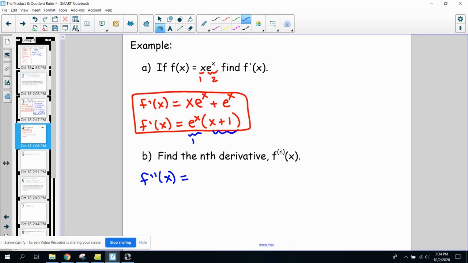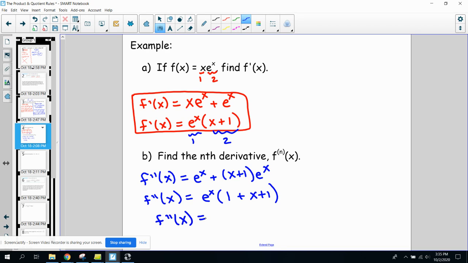That would be my first, and this would be my second. So I'm going to use first, e to the x, times the derivative of x plus 1, which is just 1, plus the second, which is x plus 1, times the derivative of the first, which is e to the x. So again, I'm just going to simplify it a little bit here. They both have an e to the x. So if I pull out an e to the x, I have 1 plus x plus 1, which is really going to be e to the x times x plus 2.